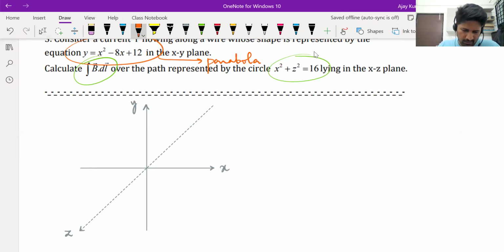And let us draw that parabola. The roots are 2 and 6, correct? So maybe x is equal to 2, maybe somewhere here. X is equal to 6, maybe somewhere here. So the shape of the wire, put x as 0, y is 12. So it cuts the y-axis somewhere here. I'm not calculating where the minimum is and all. It's not necessary. Let this be the wire. So this is x is 2, this is x is equal to 6. So current flows along this orange path.